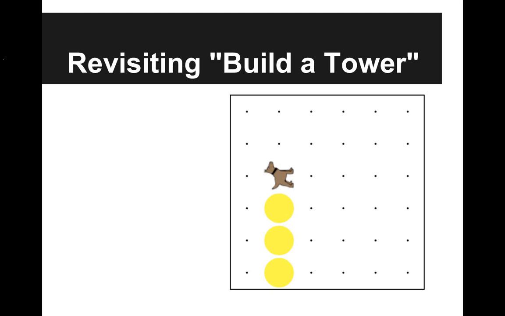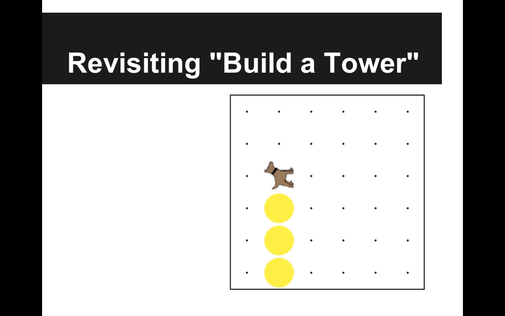Hi, in this video we're going to address an important problem that you may have noticed, and it's the problem that Carol can't turn right. So let's revisit our Build a Tower program. In this program we wanted Carol to build a stack of 3 tennis balls and then end up on top of the tower facing east. You may have ended up at a spot like this in your program.